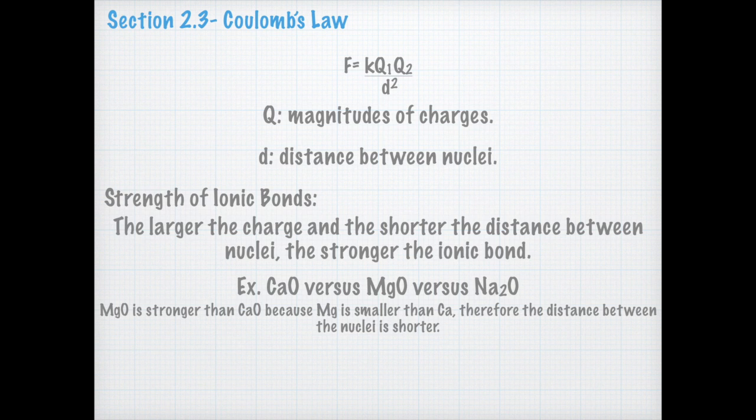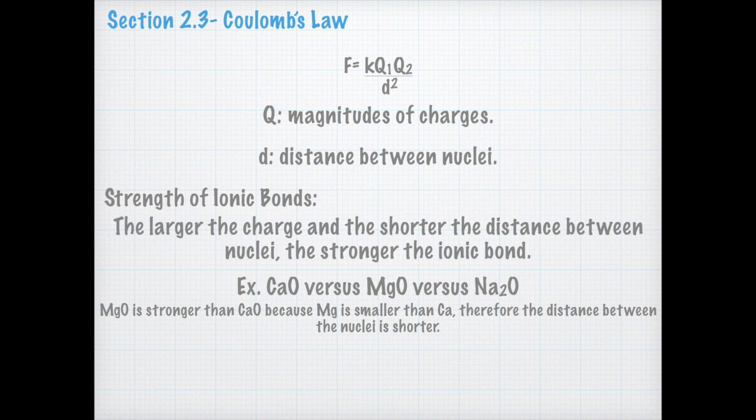One way of measuring the strength of an ionic bond is actually measuring its melting point. So the stronger an ionic bond is, the higher its melting point is going to be, the higher the temperature required to actually melt it. And so as a result, magnesium oxide is going to have a much higher melting point than calcium oxide.